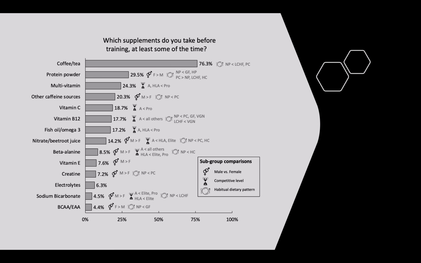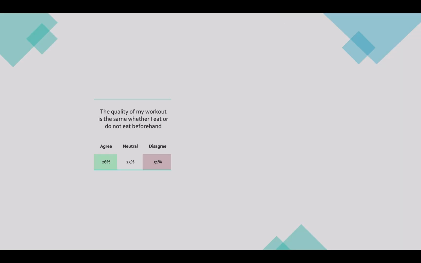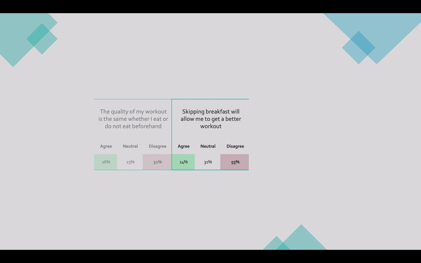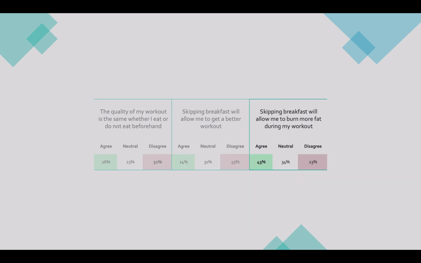And then we also wanted to understand what kind of beliefs people have around their pre-exercise nutrition. So for example, we asked, the quality of my workout is the same whether or not I eat beforehand. And while about half disagreed, there was a quarter of people that actually agreed. Skipping breakfast will allow me to get a better workout. Again, a little over half disagreed, and in this case, 14% agreed with that statement. And skipping breakfast will allow me to burn more fat during my workout. And 43% agreed and 23% disagreed.